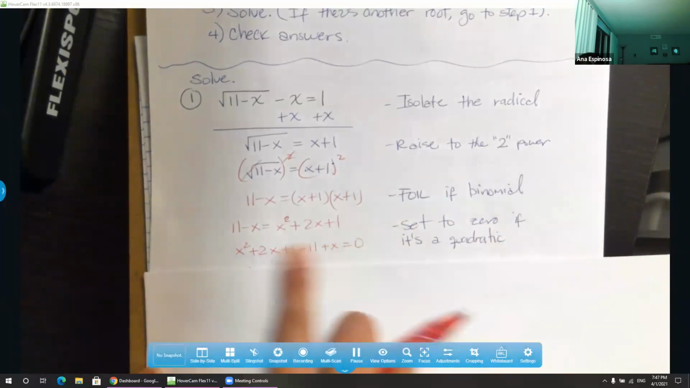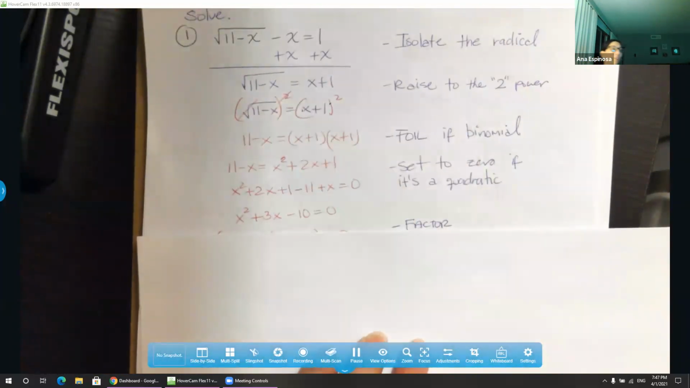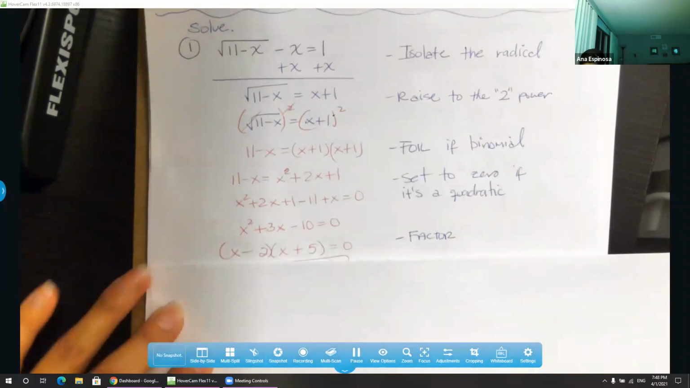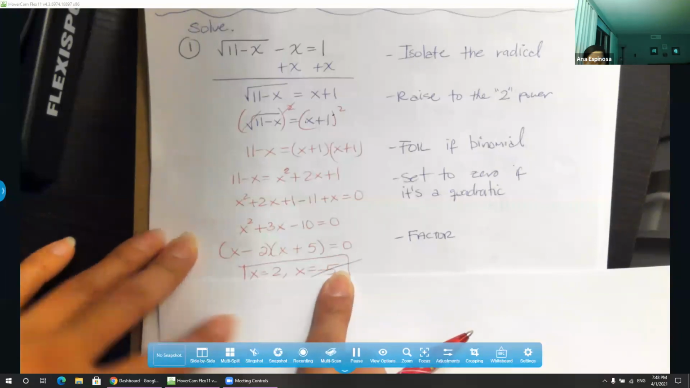So I need to move everything, put it equal to 0. Reduce it as much as possible. Factor, again, this is where factoring comes in again. You don't want to waste your time and do a quadratic. You might be good at it, but get better at factoring. Factor and get your answers.